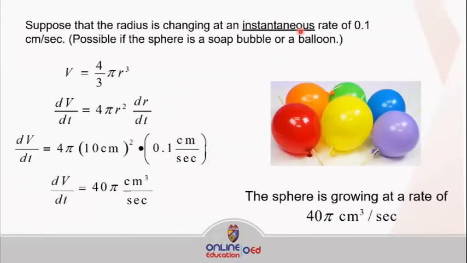For our next problem, we have suppose that the radius is changing at an instantaneous rate of 0.1 centimeter per second.